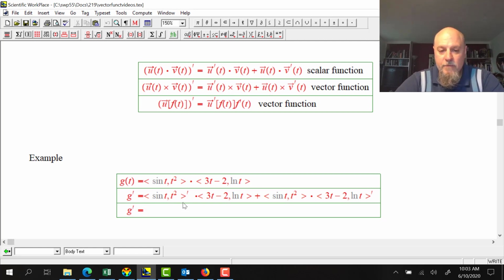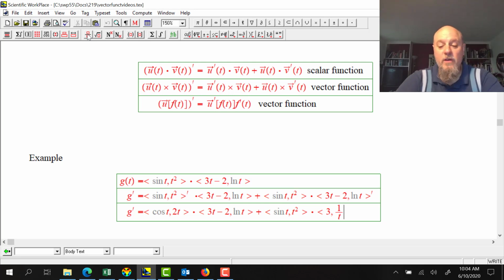Now let's take the derivative of the first vector. The derivative of sine is cosine. The derivative of t squared is 2t. I'm still dot producting against this, leave that vector alone. Gotta have a dot product in the middle. Plus, now I'm leaving this first alone, and I'm taking the derivative of the second. The derivative of 3t minus 2 is 3. The derivative of ln t is 1 over t.